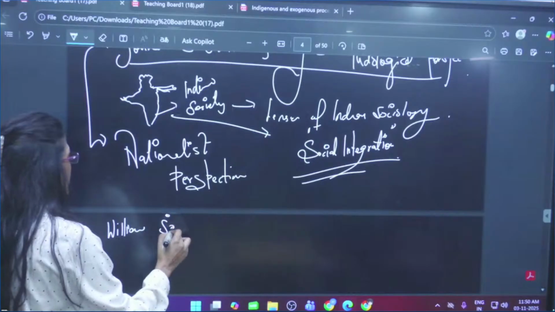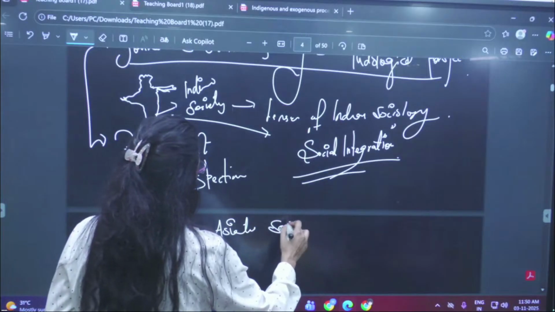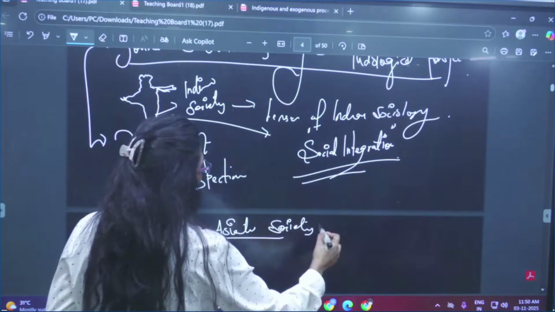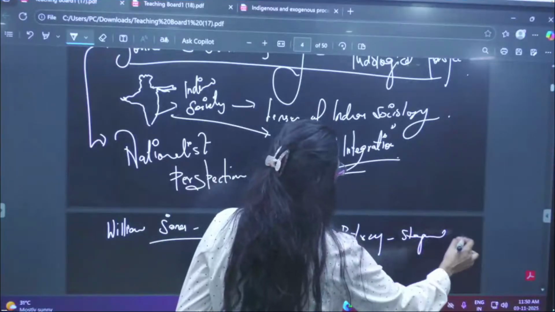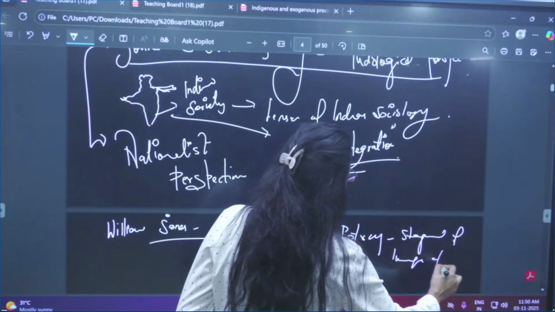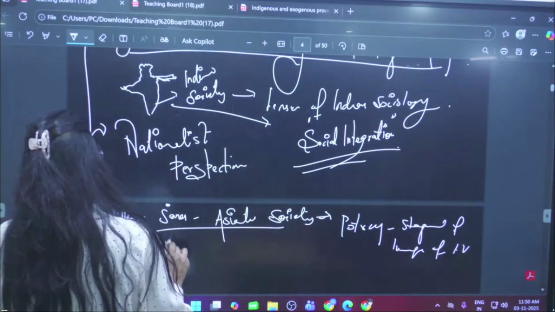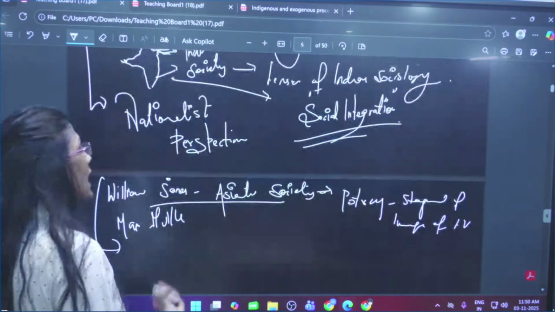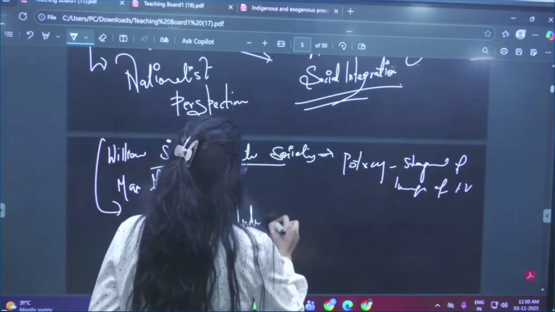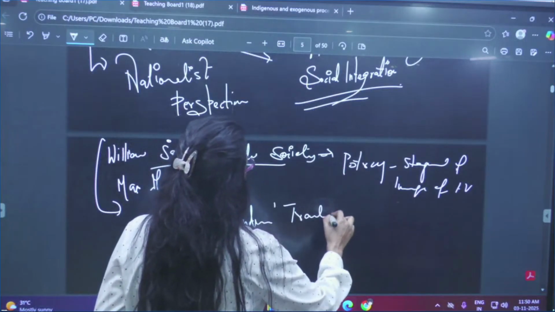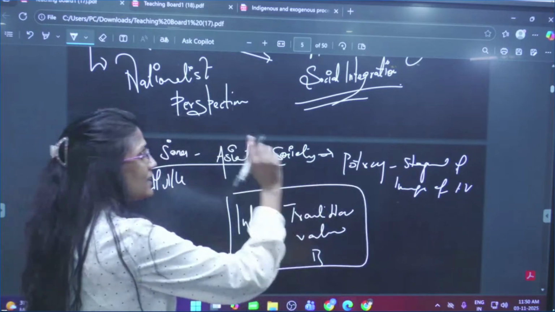So what he did, he criticized William Jones' Asiatic Society, or Max Muller, etc., for portraying a stagnant image of Indian villages. He simply criticized how the West can understand Indian tradition or values, beliefs, etc. So they cannot understand Indian social structure.